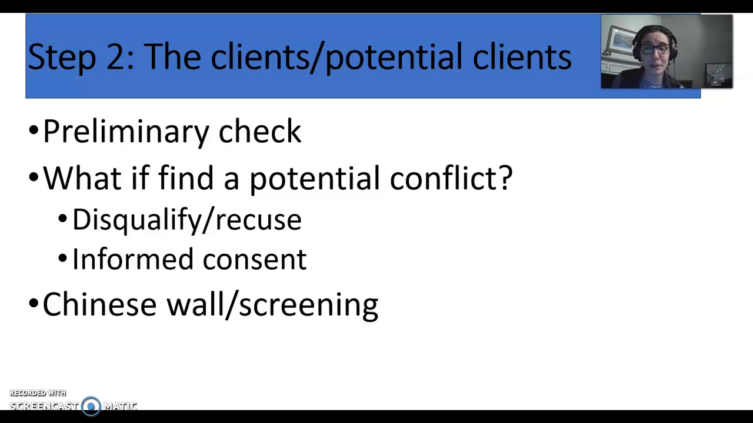So take a look and make sure you read the case that I've posted here, because it really walks through what a conflict of interest looks like and how a law firm can handle it. Okay, so that's the end of the second PowerPoint about conflicts of interest and the systems, and I will end it here.